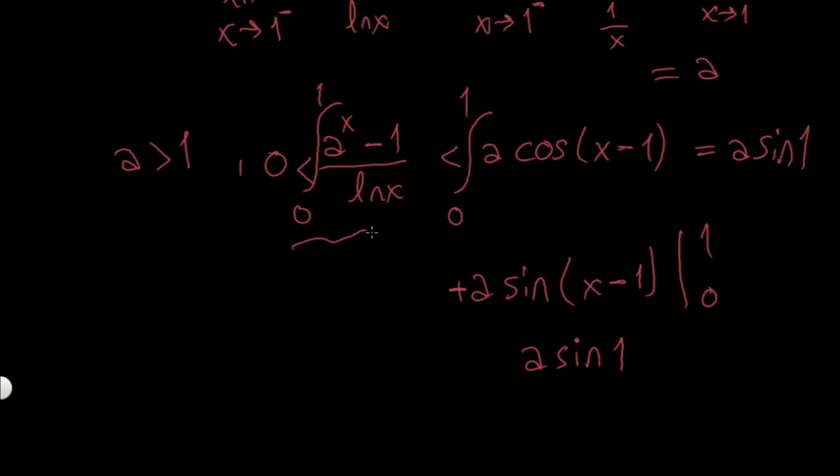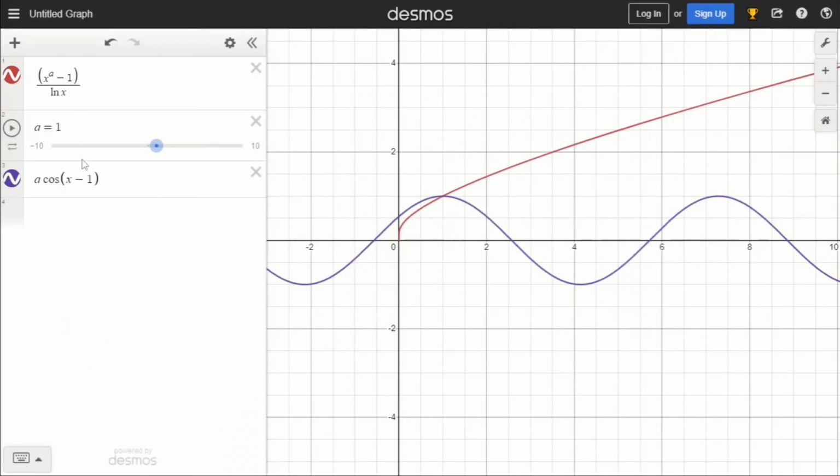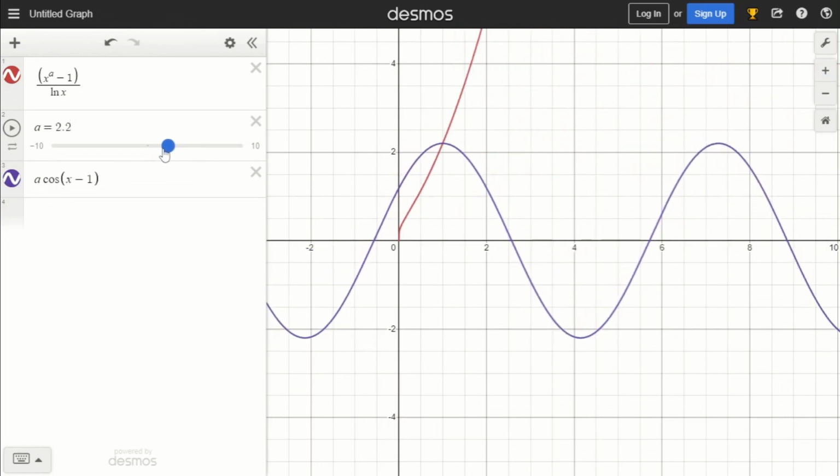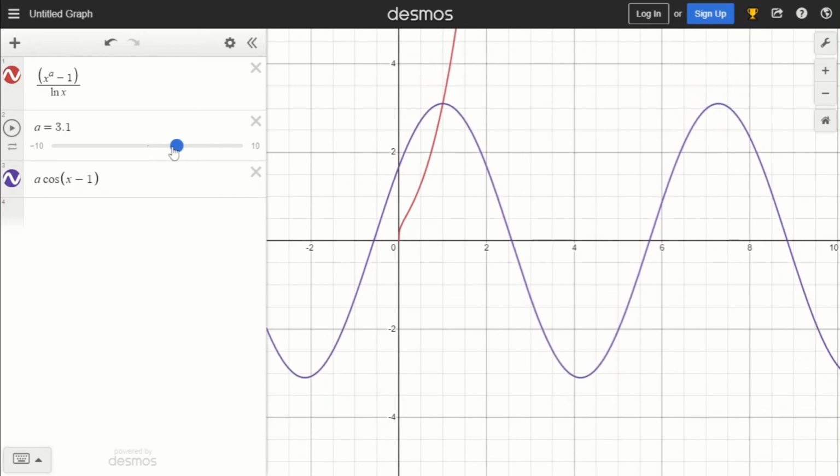If you remember, I found this integral being equal to ln of a plus 1. On this interval it's positive, so I can say it's ln a plus 1. And let's see about this inequality. As I said, when a is greater than 1, this is less than a times cosine of x minus 1. If I increase this a from 1, this red line is always below the right one. The point 1 is the intersection point. I found the left integral being equal to ln a plus 1, and the right integral is a times sine of 1.